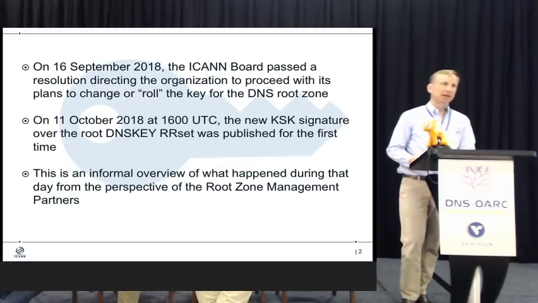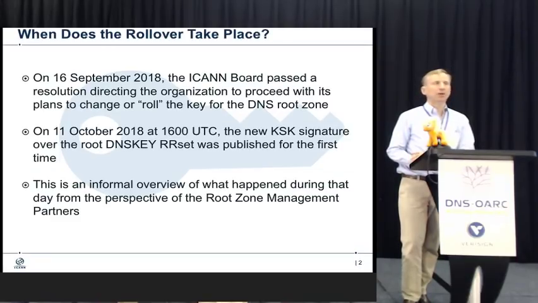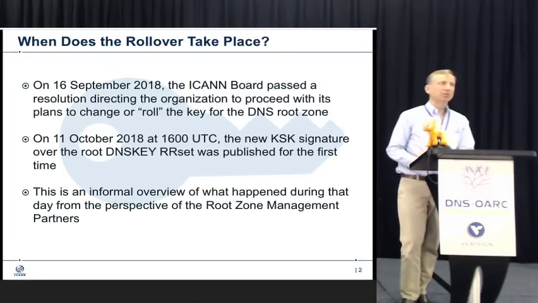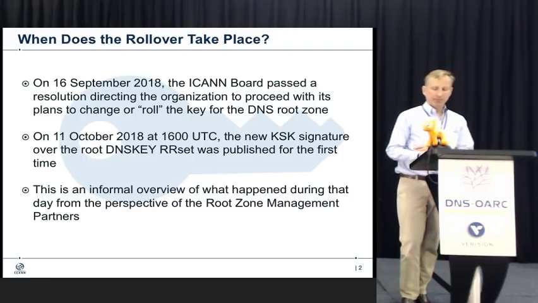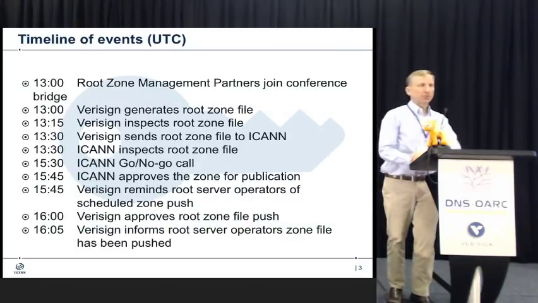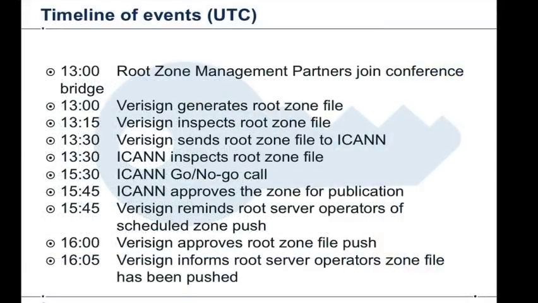We rolled the key. The actual process of rolling the key was the publication of a new root zone in which, for the first time, the root apex DNSKEY RRset was signed with what we've been calling KSK-2017, when it had previously always been signed with KSK-2010. So it was that zone publication that actually implemented the KSK rollover. That was 45 hours ago, and this is an informal overview of what happened. Here's the minute-by-minute schedule.